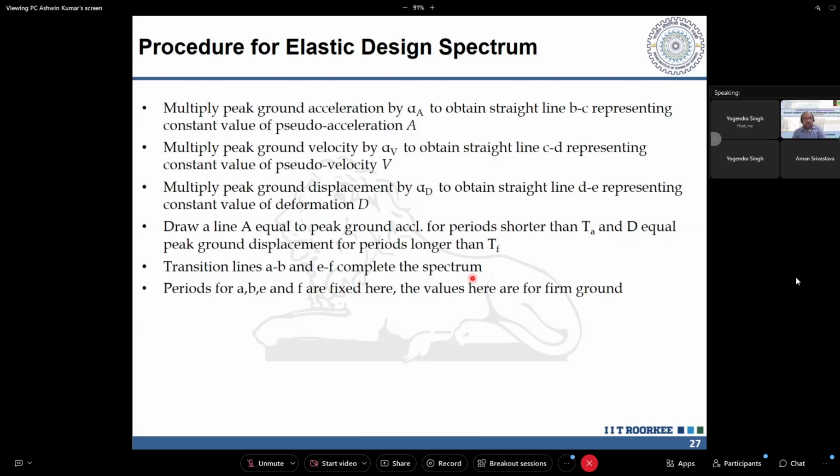So what is the procedure for the elastic response spectrum curve? Multiply the peak ground acceleration by alpha A to obtain the straight line VC representing the constant value of pseudo acceleration.